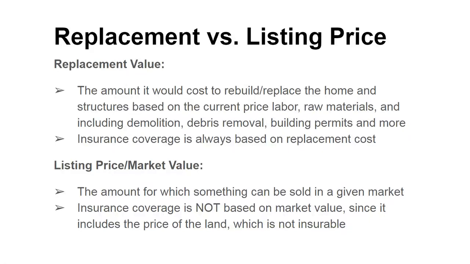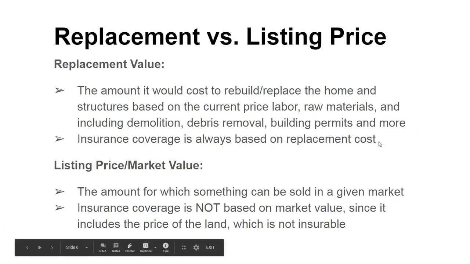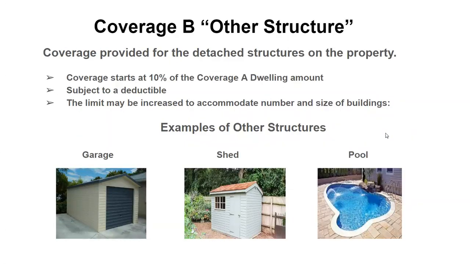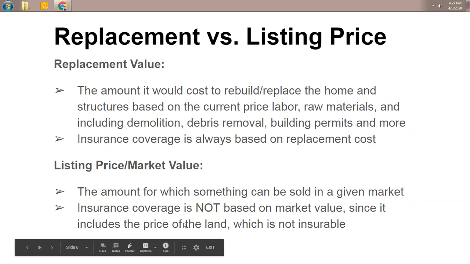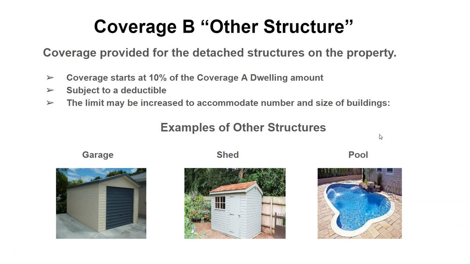The listing price or the market value has nothing to do with what it takes to build the home, but it has to do with the supply and demand in the market, and what other homes are selling for in that area. And that can change based on market and economic factors. So our insurance coverage is not based on the market value. Also keep in mind, the market value does include the price of the land, which obviously isn't insurable because the land's not going to burn up in a fire.